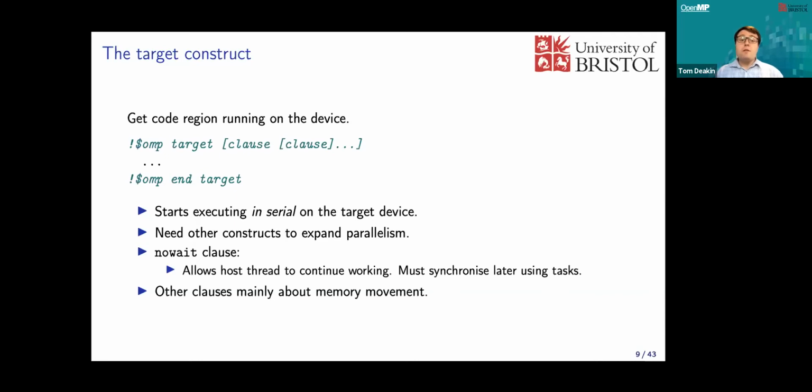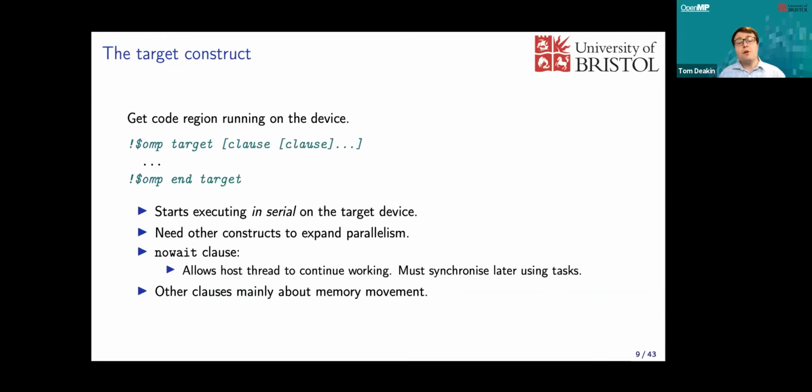So to start with, how can we actually get something running on the device? Well, I've been through this briefly, and we have this target construct. So we go OMP target, and all the code in there is going to be offloaded to the device. Now, it's important to note that all of the code the device is going to execute is going to be in serial. We just launch a single thread on our GPU, essentially.